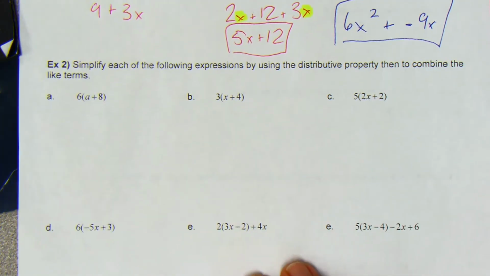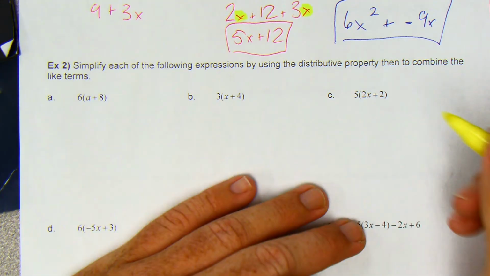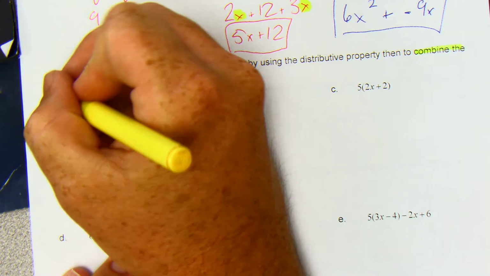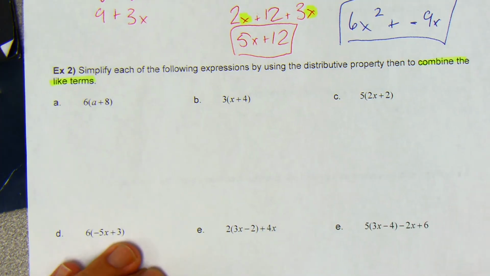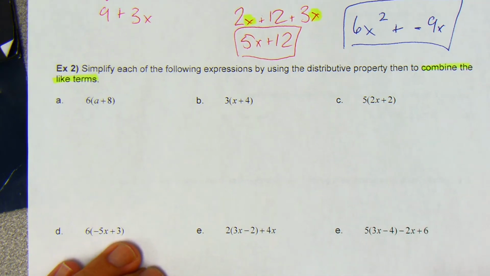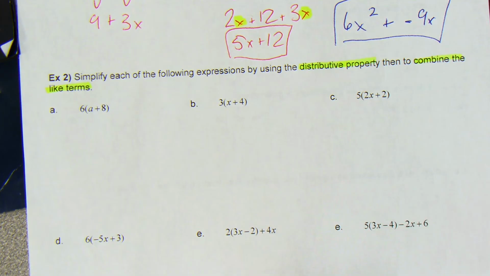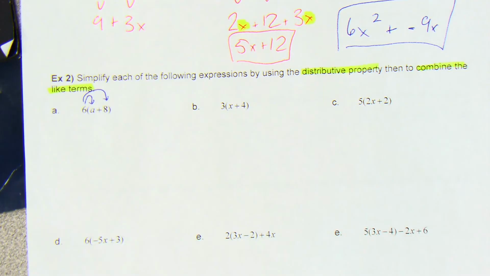All right, let's look at example 2. It says simplify each expression using distributive property and then combine like terms. Remember when we were talking about like terms, it means that they share the same variable. We can only combine numbers that share the same variable, or constants, numbers that don't have a variable. So we're using the distributive property and we're combining like terms. So for example 2a, I'm going to distribute this 6 into the a and into the 8.